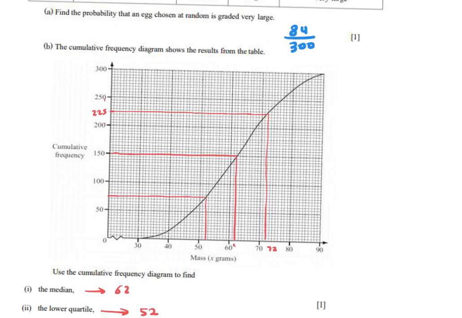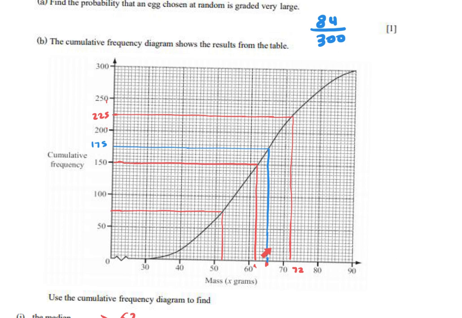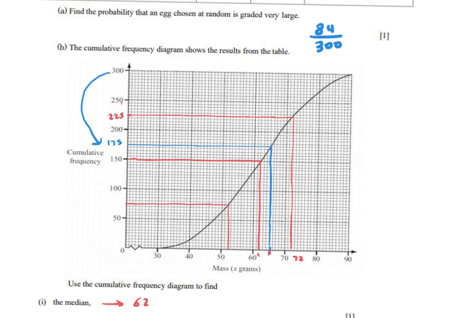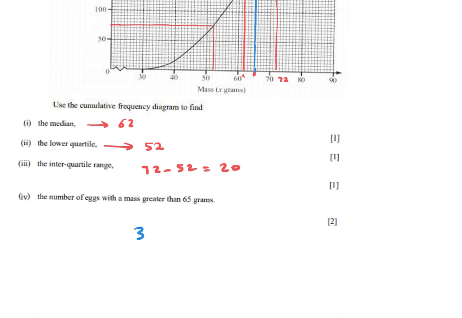To find the number of eggs with a mass greater than 65, start from 65 on the horizontal line, then go up. Now from 65, the corresponding value is 175. I need more than 65. So 300 minus 175, which is 125. So 125.